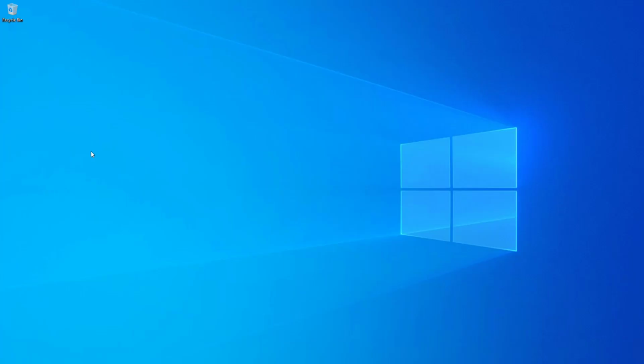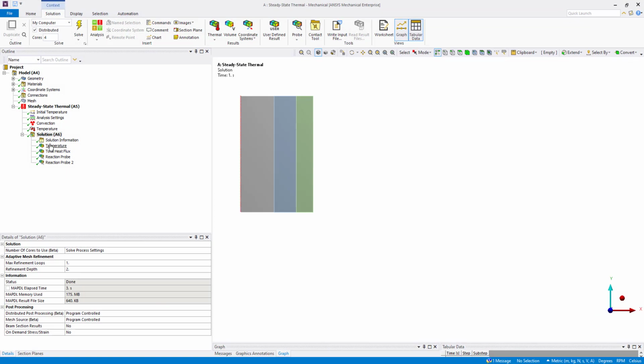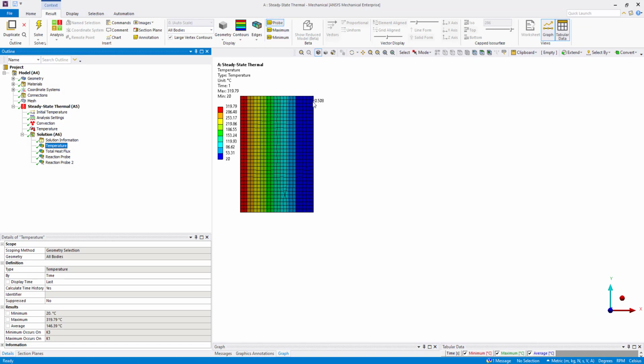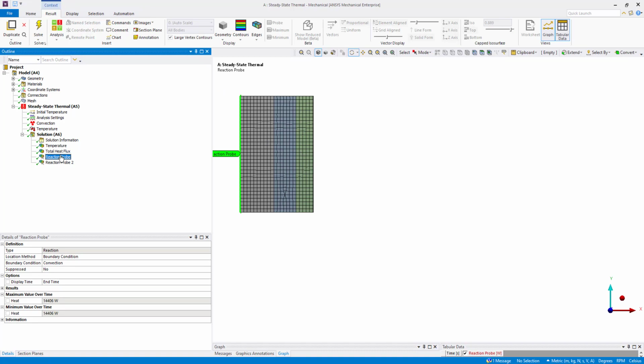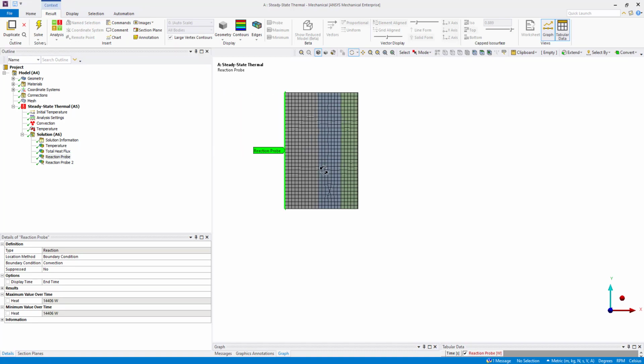Right, so let's find out the verification steps. Here the temperature is 20 degrees Celsius at the boundaries, as we have applied the essential boundary condition of 20 degrees Celsius here. If we compare the reaction on the left hand side probe, we have a heat flow of 14406 positive, and here we are getting 14406 negative. So equilibrium is satisfied: whatever heat flows in goes out, right? That's what equilibrium satisfaction means.